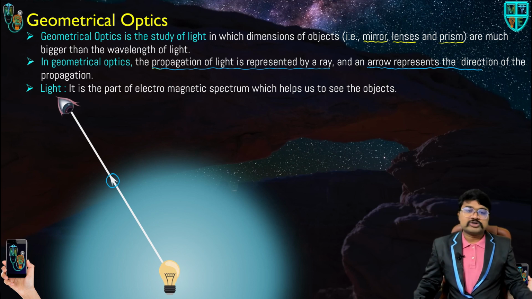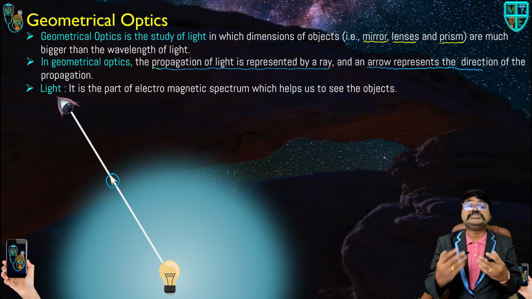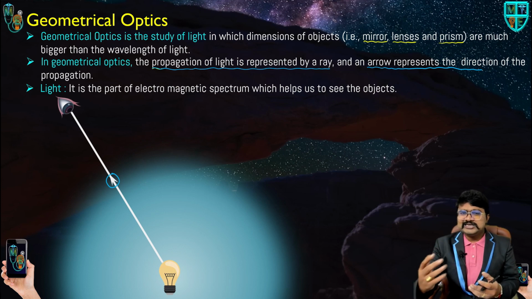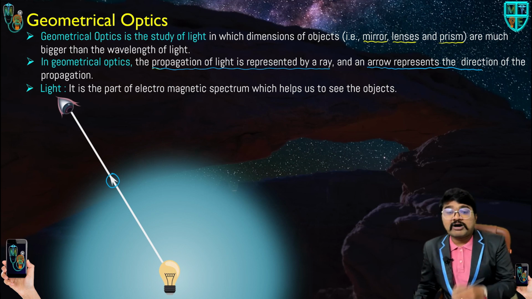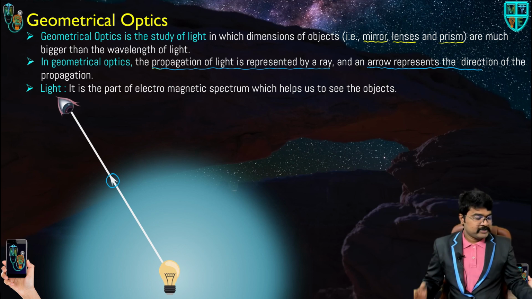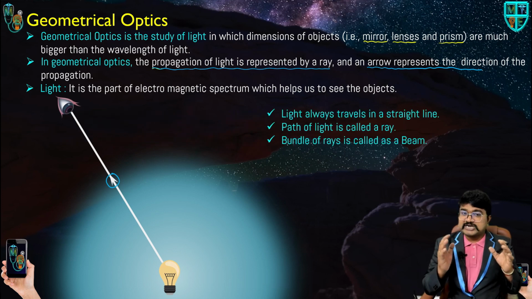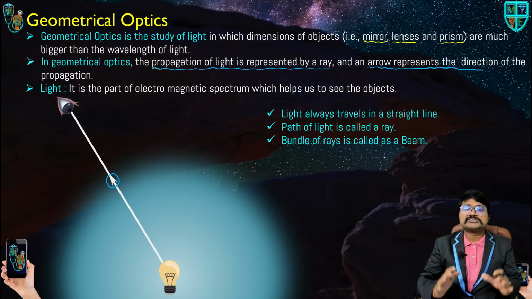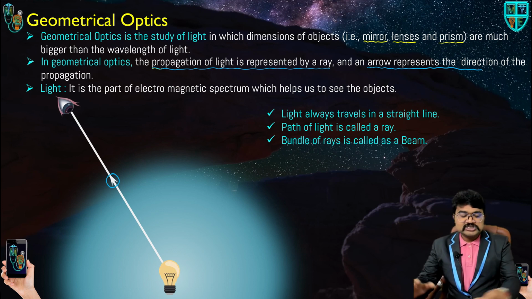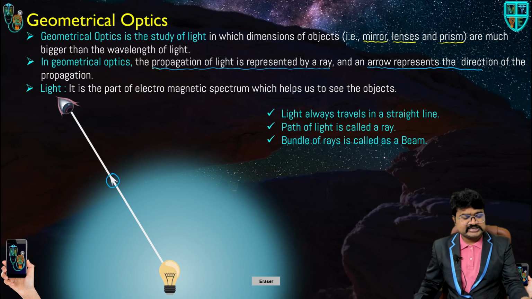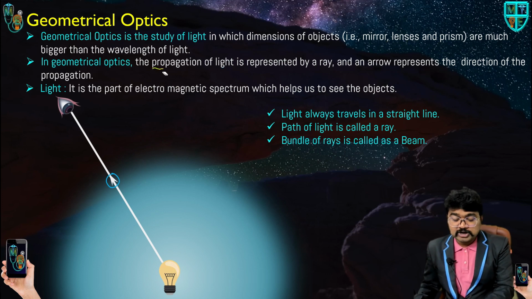One more thing I want to tell you: light is a part of the electromagnetic spectrum which helps us to see the objects. In general, light is used to see the objects. Light always travels in a straight line. The path of light is called a ray. A bundle of rays is called a beam. Understood now? So these are some fundamental definitions in geometrical optics.